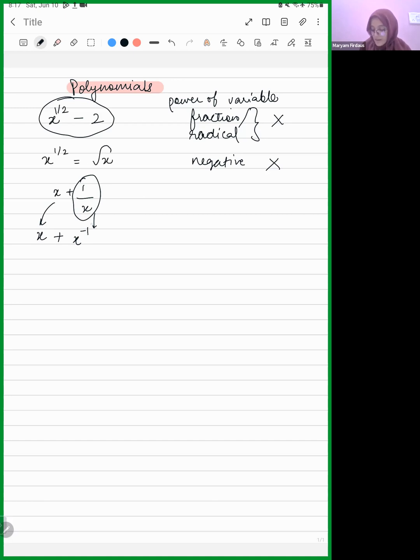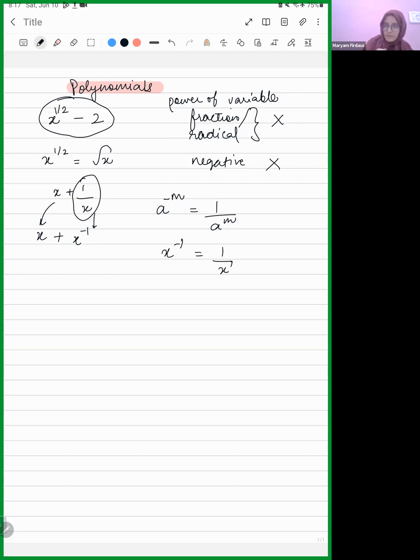Yes, ma'am. But you know that anything to the power minus m can be written as 1 by a to the power m, right? So x to the power minus 1 can be written as 1 by x to the power 1, yes? So we can say that this is a negative power. So if it is a negative power, it cannot be a polynomial.